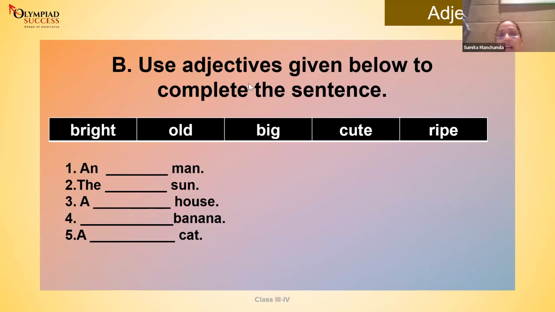Okay, number 4, dash banana. Okay, Janvi, that's correct. Yes, ripe banana. Okay. A dash cat. Yeah, that's correct. A cute cat. Okay, wonderful. We are done with this.